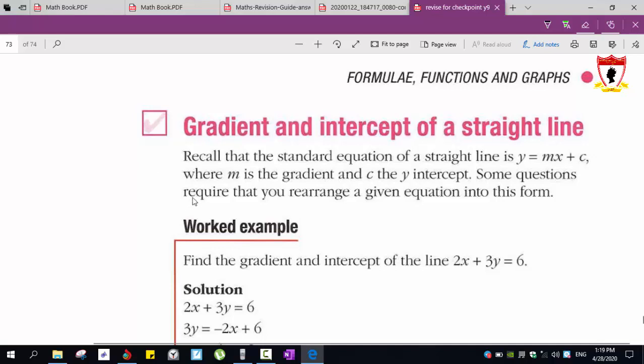In this tutorial, our objective is gradient and intercept. Gradient and intercept is very important, and today we're going to work on them in an algebraic way, because we can also work with gradient and intercept on the graph, but today we are going to talk about the algebraic way. The most important thing for this tutorial is the standard form of linear equation y equals mx plus c.